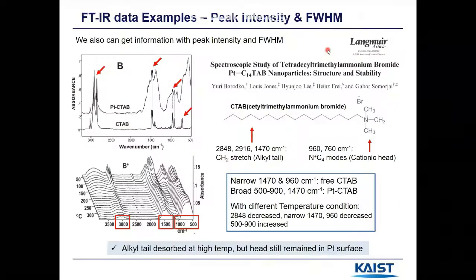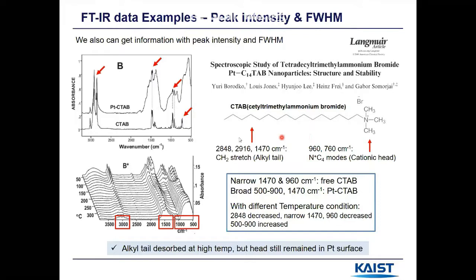Here is another example that utilizes FTIR absorbance data for some quantitative purpose. In this paper, they synthesized Pt nanoparticles with the cationic surfactant CTAB, which is shown here, consisting of a cationic head and a hydrophobic alkyl tail, and then revealed the stability of the surfactants surrounding Pt nanoparticles with changing temperature conditions. They revealed two main facts by FTIR.